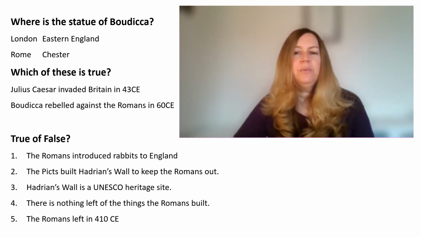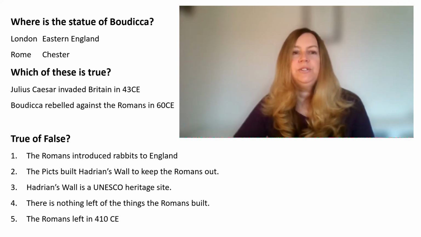Boudicca is one of the most famous women in British history, and there is a statue of her near the Houses of Parliament in London. While they were here, the Romans built roads, bathhouses, amphitheatres, villas, and much more. There are examples of Roman architecture in several locations around the UK, including Cirencester, Chedworth, Bath Spa, and Chester. They were also responsible for introducing some animals, such as rabbits, and plants to the country.